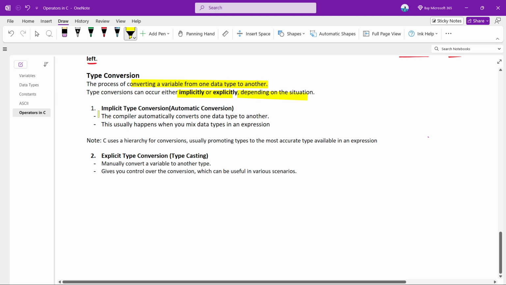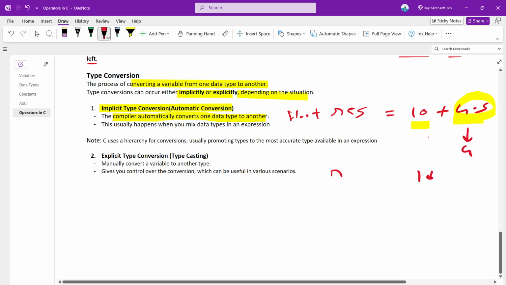Now, implicit type conversion, also known as automatic type conversion, is done by the compiler, where the compiler automatically converts one data type to another data type. So what actually happens here is, let's say we are adding two numbers, 10 plus 4.5. We can see that 4.5 is a float value and 10 is an integer value, and let's say we want to store our result as float. If I convert 4.5 into an integer, it will get truncated and be written as 4, which will give me the wrong answer, 14.